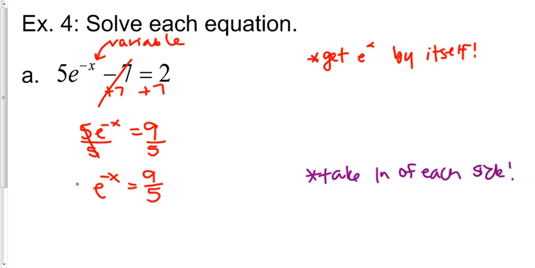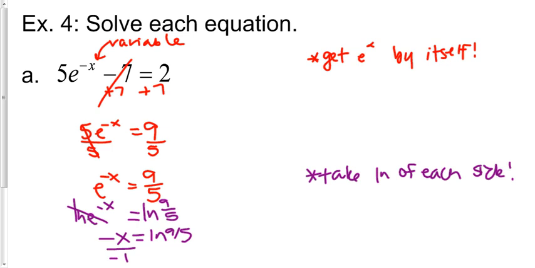Okay, so here's what happens. I'm going to take the ln of e to the negative x, set it equal to the ln of 9/5. Now we know that the ln of e to the negative x just leaves me with the power. So negative x equals the ln of 9/5. Divide each side by negative 1. And we'll have our answer.